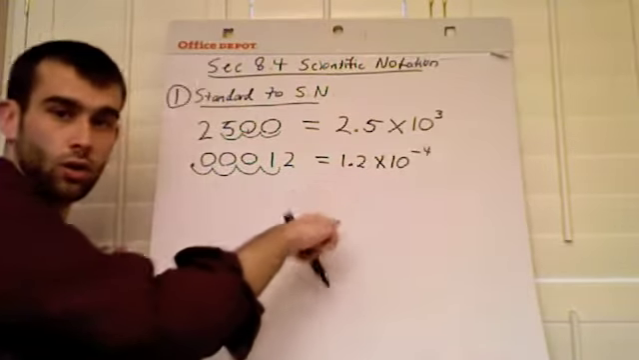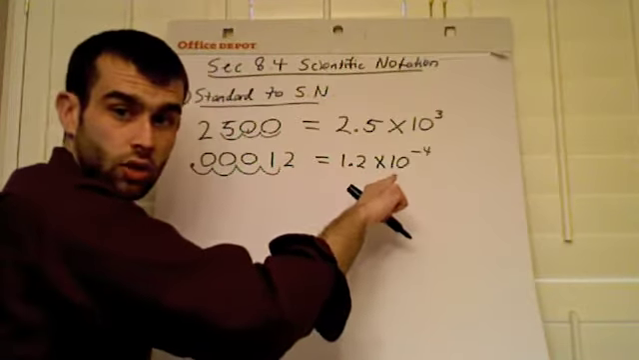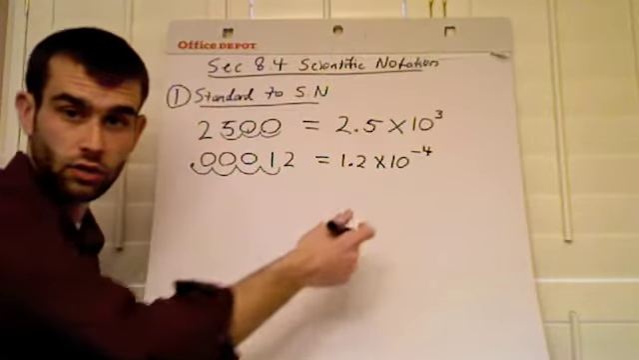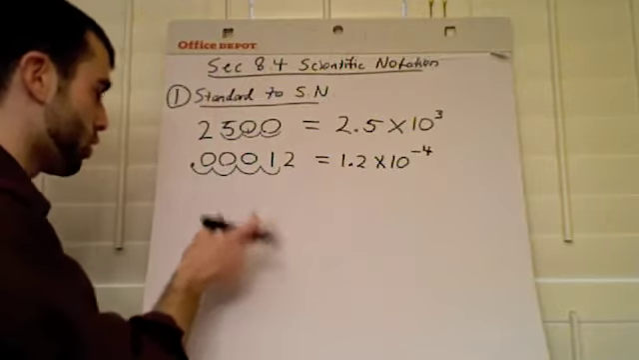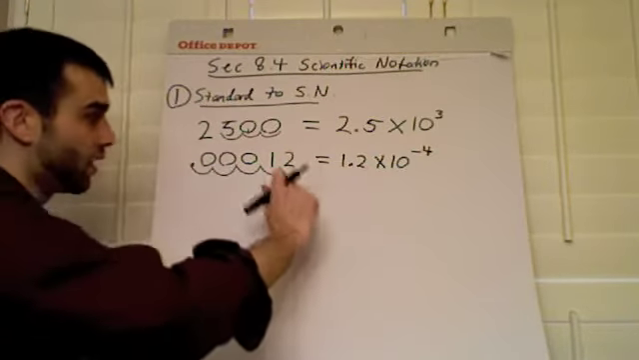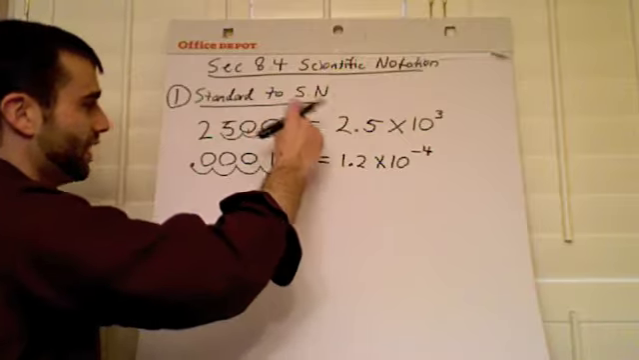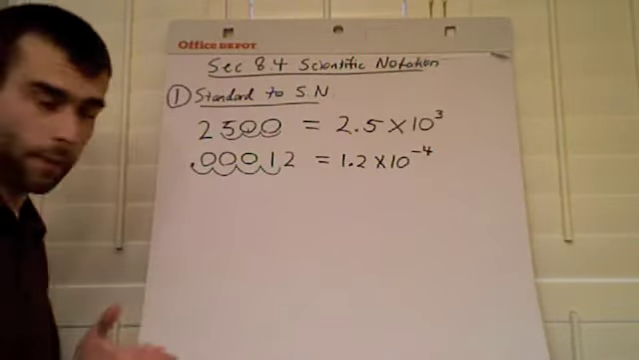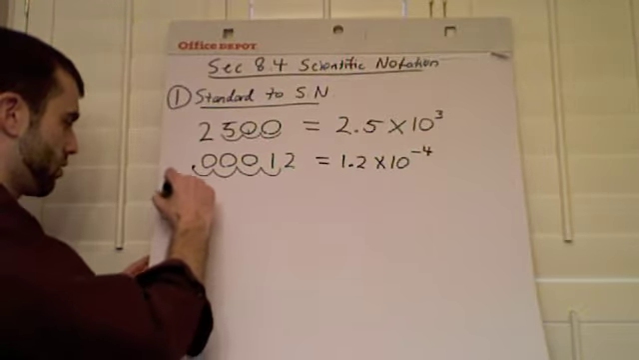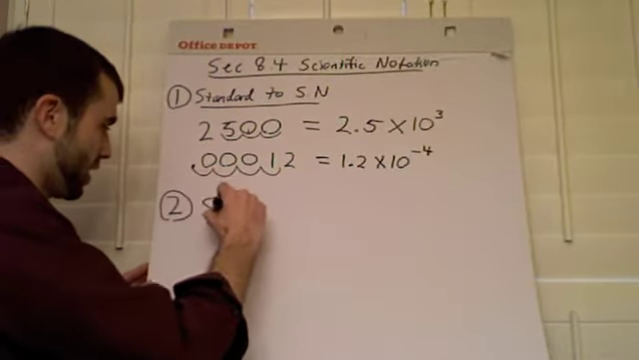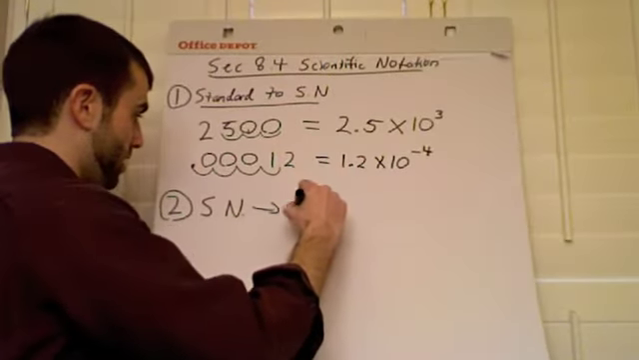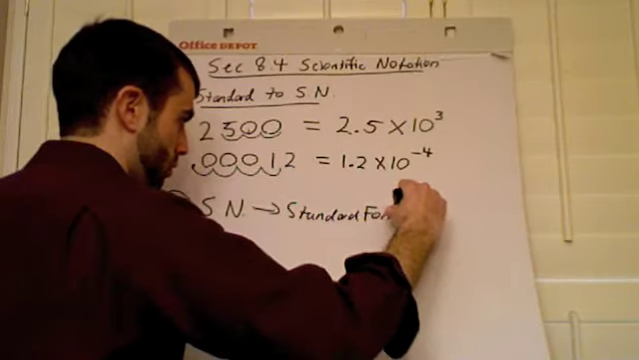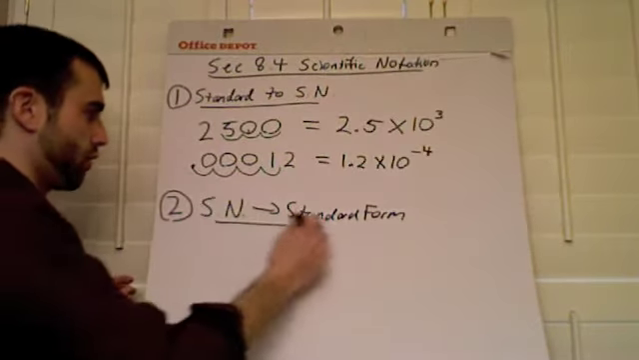So we have 1.2 times 10 to the negative 4th power. Negative 4, and it's a little hard to see the exponents there. So if you move it to the right, it becomes a negative power. If you move it to the left, it's a positive power. That's going from standard form to scientific notation. Now let's look at the second case. Let's look at scientific notation to standard form.